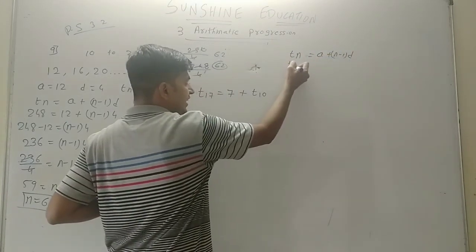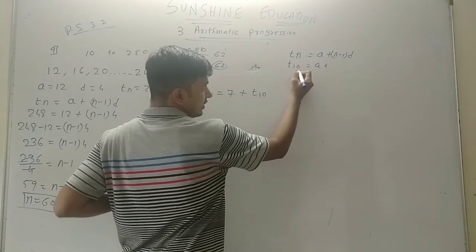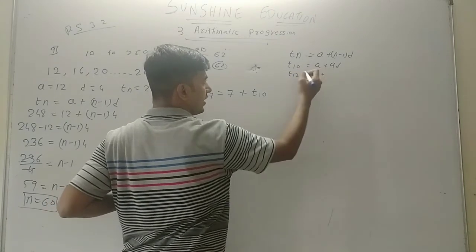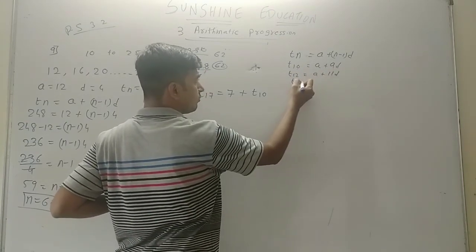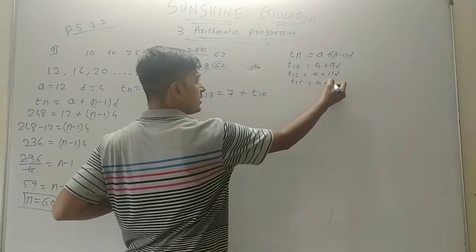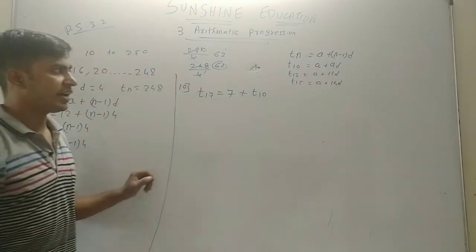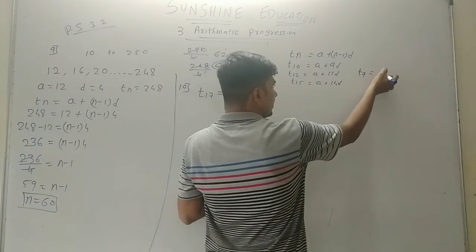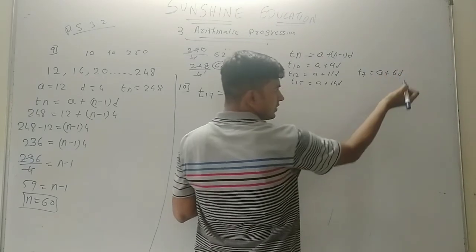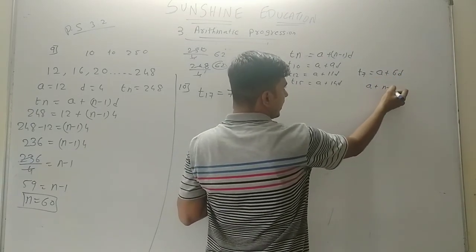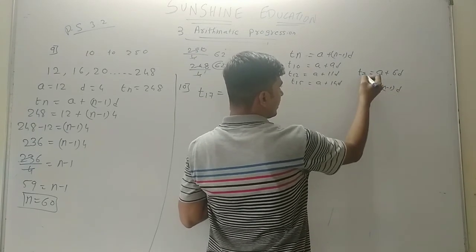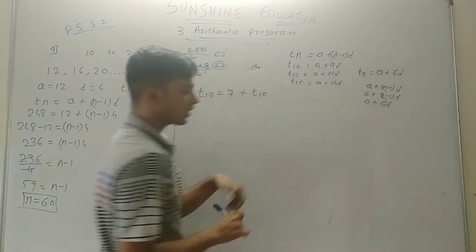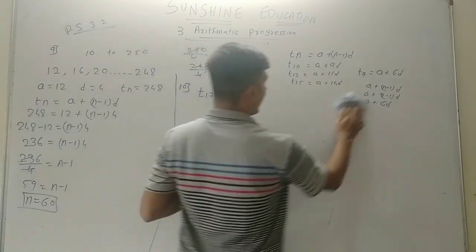So if it is T10, it will be a plus 10 minus 1, 9d. If it is T12, so 12 minus 1, 11d. If it is T15, so it is a plus 15 minus 1, that is 14d. Okay, you can write the formula or you can directly write it. If I am asking you what is T7, so you can directly say that T7 is nothing but a plus 6d. How a plus 6d? a plus n minus 1 into d. What is n? 7. 7 minus 1 into d. So 7 minus 1 is 6d. Okay, so you can get it that way. So I will use this technique over here.